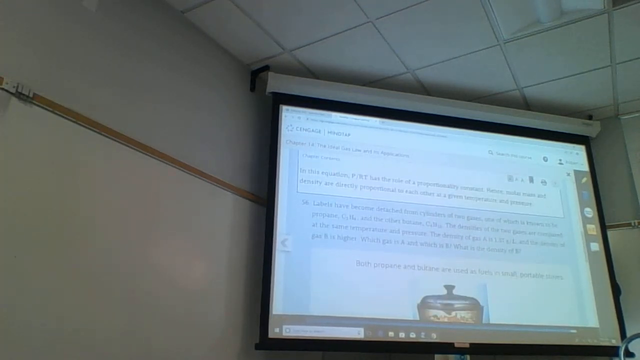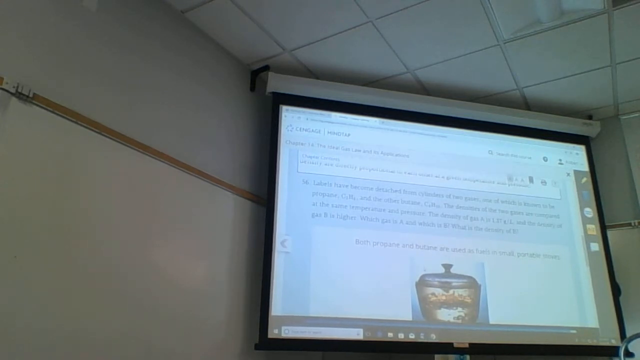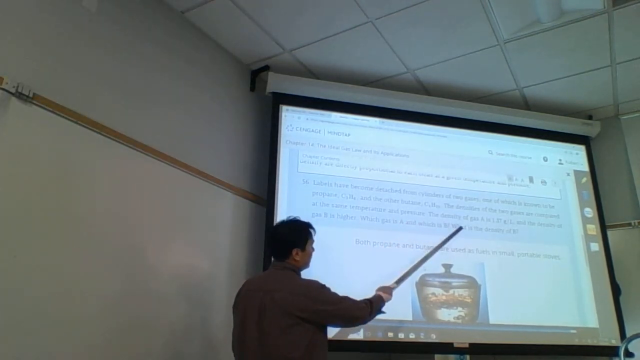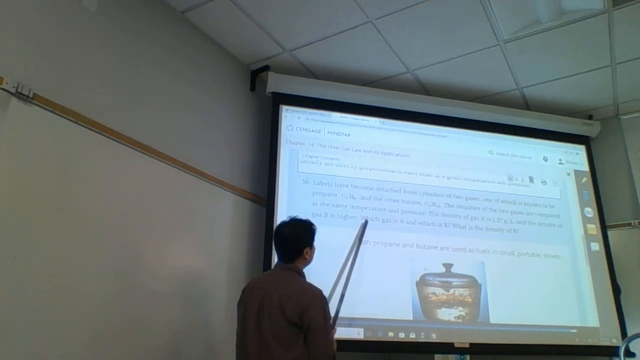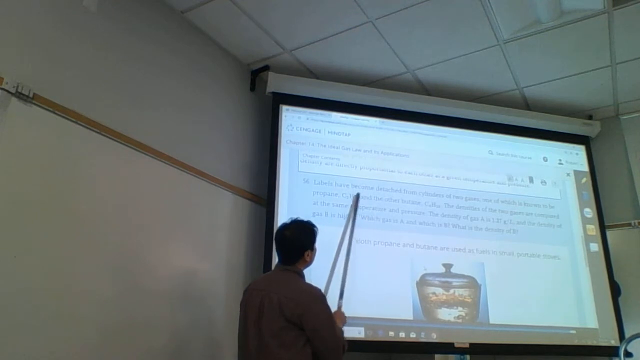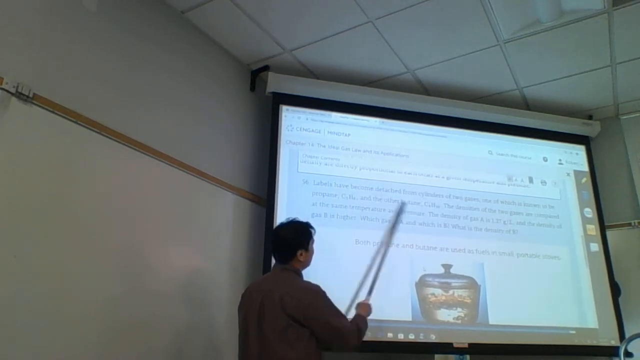Labels have become detached from cylinders of two gases, one of which is known to be propane, the other butane. The densities of the two gases are compared at the same temperature and pressure. The density of gas A is 1.37 grams per liter, and the density of gas B is higher. Which one should have a higher density, the propane or the butane?